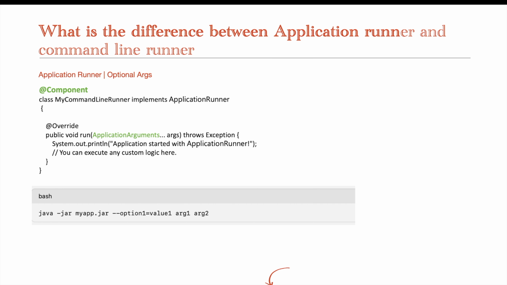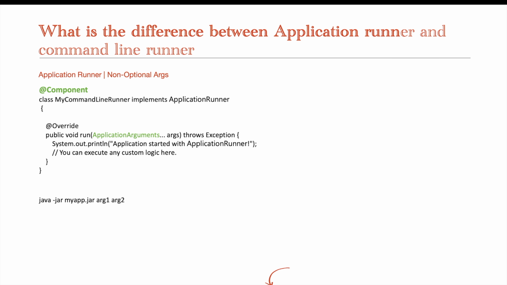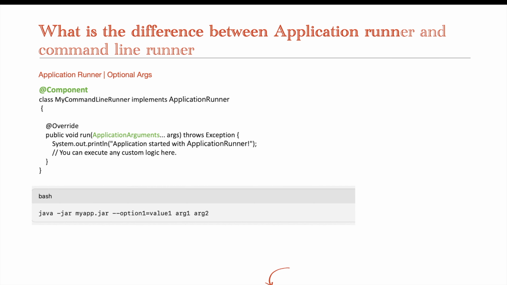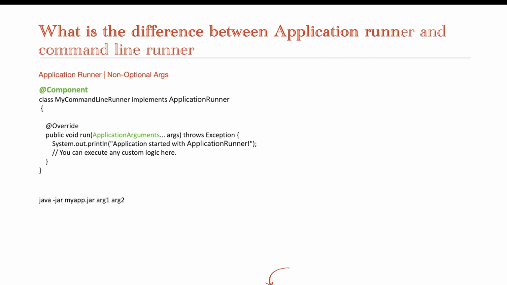So this application args handles two things: optional args versus non-optional args. So optional args, when you pass an optional arg, you need to provide -- option with a value, means key value technically. For the non-optional args, it is similar to command line runner. So I would say application runner is an extension of command line runner.